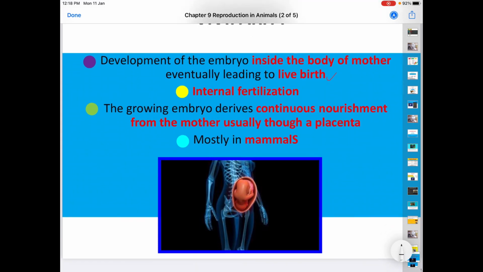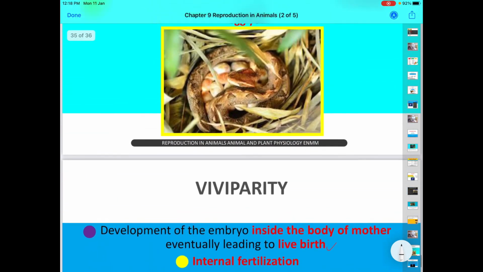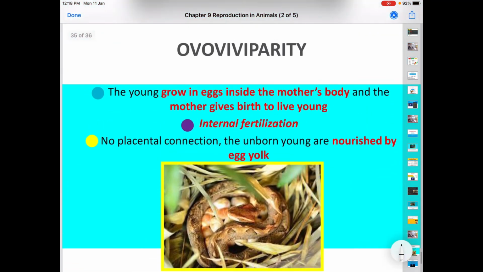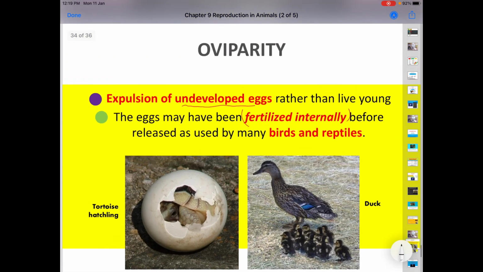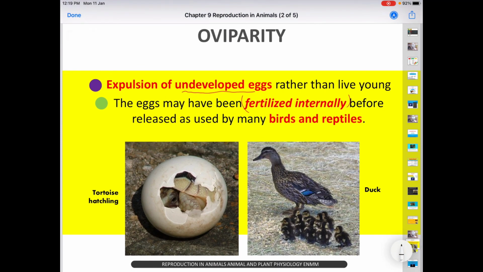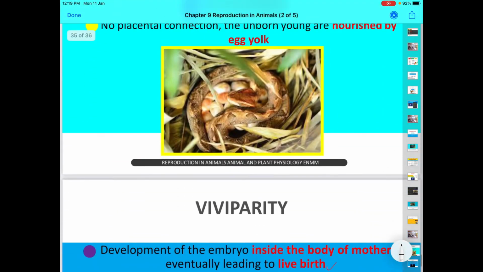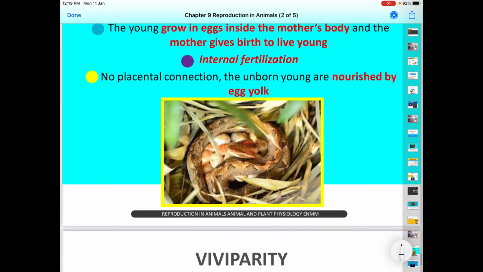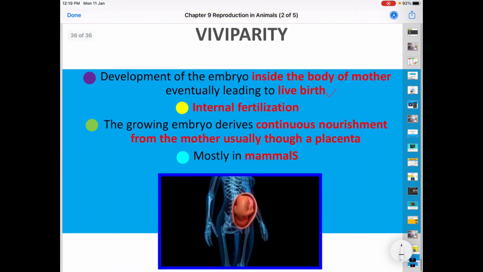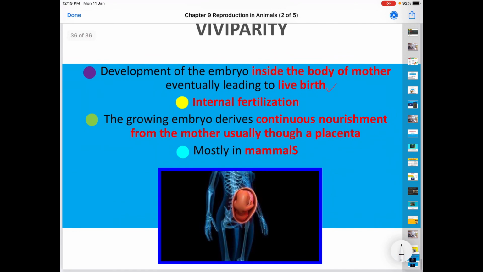So you have to differentiate between viviparity, ovoviviparity and oviparity. In order to understand these three types of modes of development, you have to know the examples of the organisms that use this system. For example, for ovoviviparity, snake, and for viviparity, most of the mammals, including human.